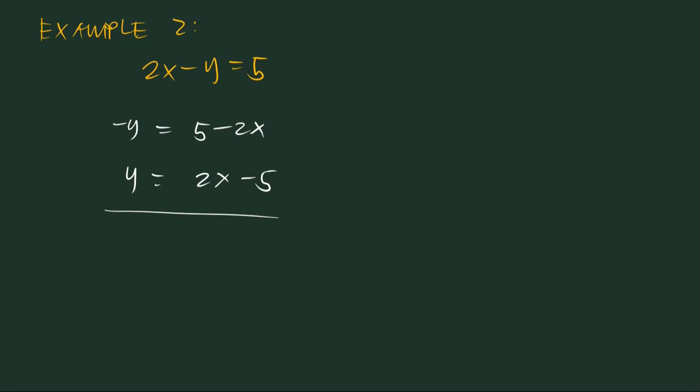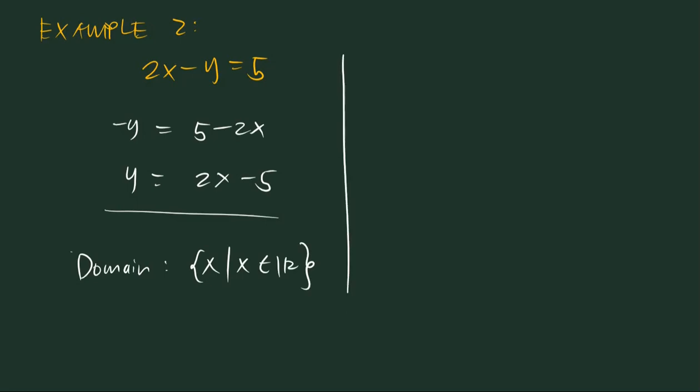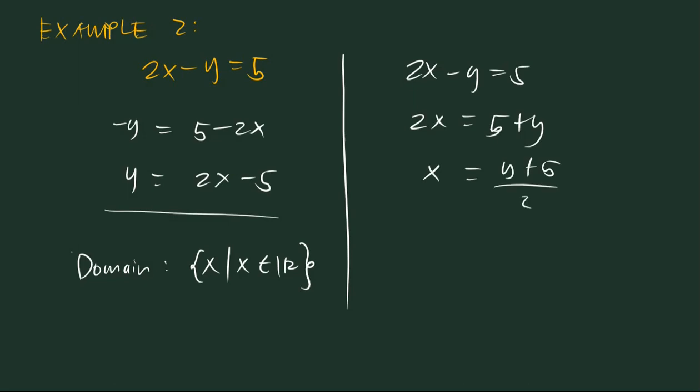Okay, so given that there are no restrictions again for 2x minus 5, we can say that the domain is x such that x is an element of real numbers. In finding the range, let us express it again in terms of y. So we have here 2x minus y is equal to 5. Let's add y to both sides: 2x is equal to 5 plus y. Then let's divide both sides by 2. So we have here x is equal to y plus 5 over 2.